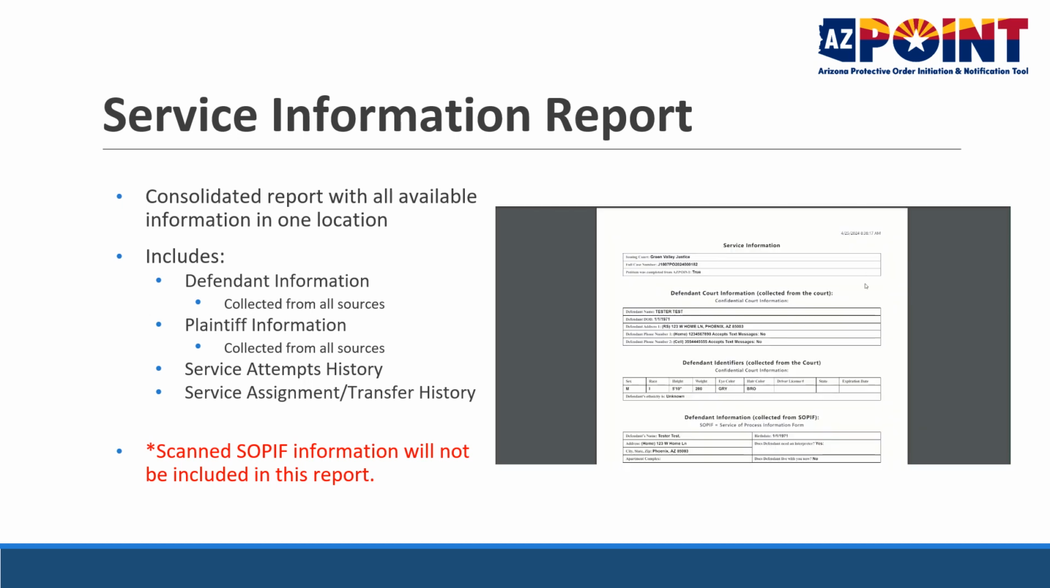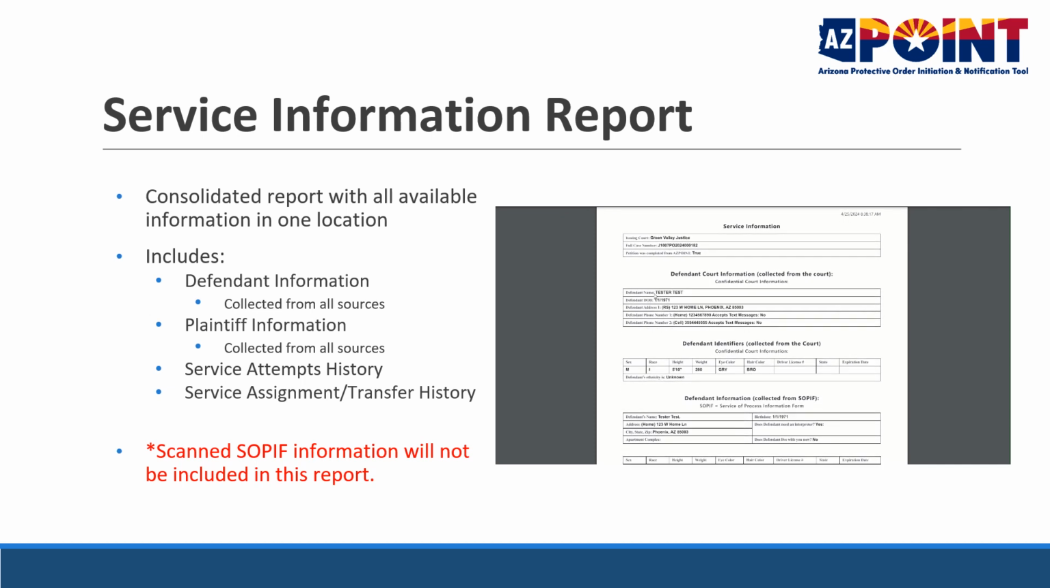So this is what your report is going to look like, or your service information packet, if you will. We've got the date timestamp of when it was accessed in the header there. You're going to have the court case information. Then we're going to move through and get all the information we've got on the defendant, the plaintiff, the service attempt history, transfer history, all of the things, right?